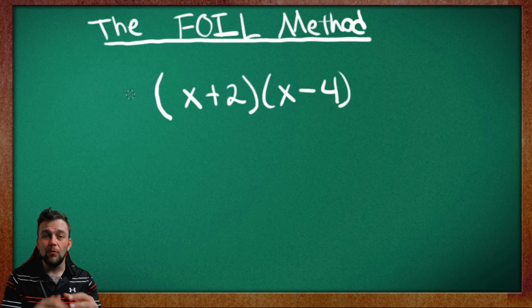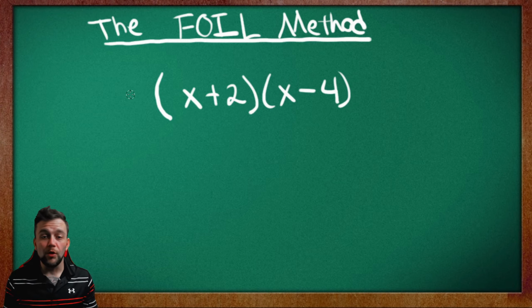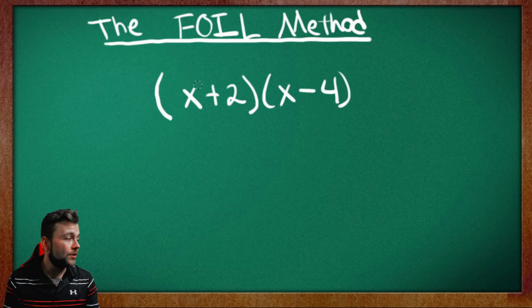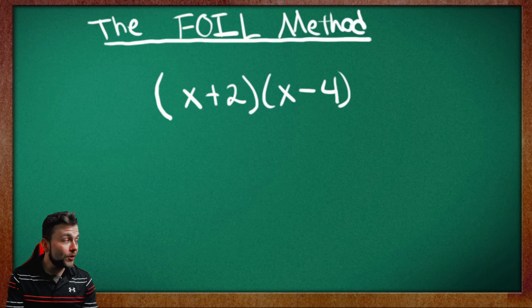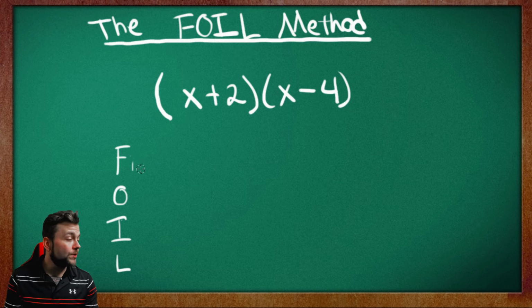Okay, the foiling method, and what this is going to do by the end of it is that the factors are going to become a quadratic equation. We're going to transform this into a quadratic equation. How might I do that? Well, the very first thing is the first letter of FOIL. So let's write the word FOIL down: F-O-I-L. So the first thing we do is first.